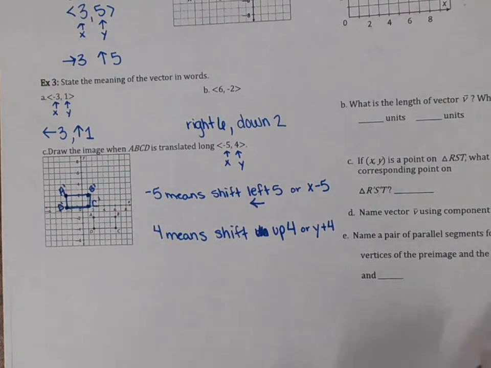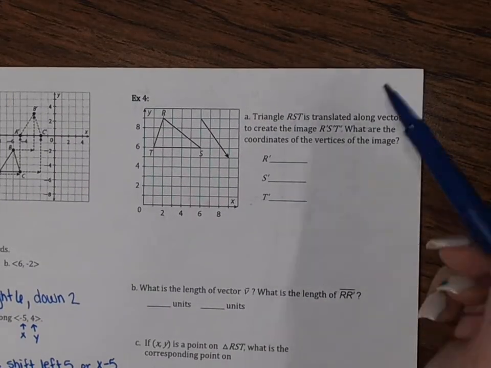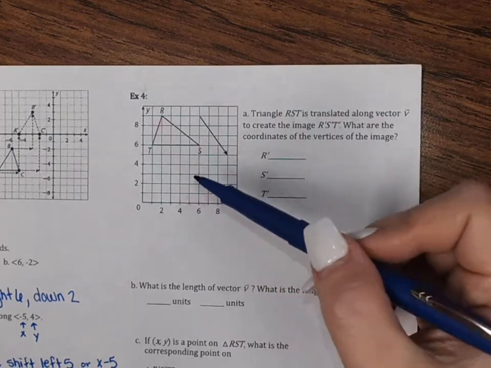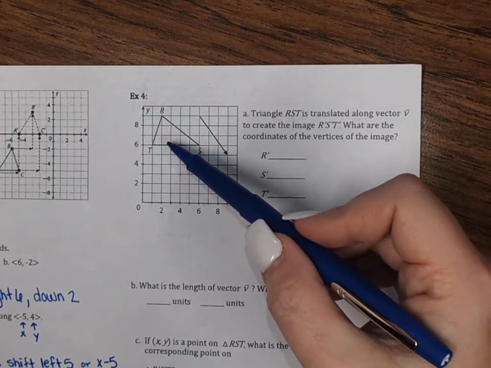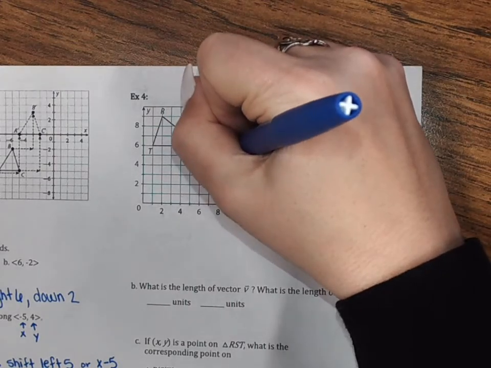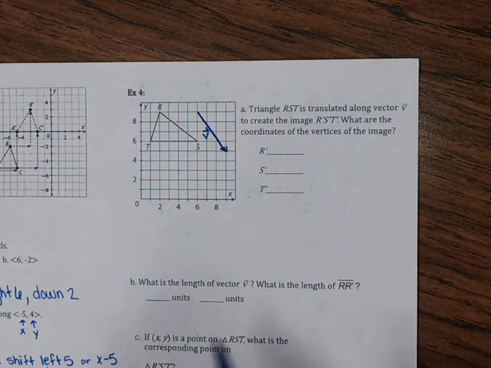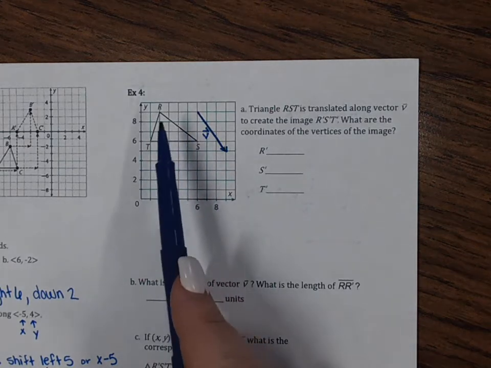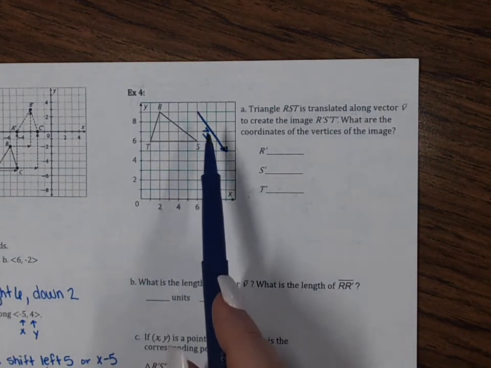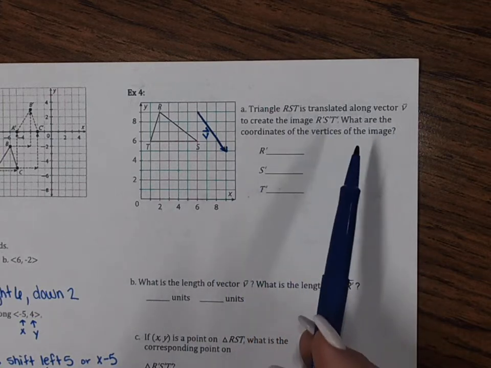Okay, so let's go to example 4. So example 4 says that triangle RST is translated along the vector V. So this is the vector V. I can label it for you if you'd like. All right, so that's the vector V. We're going to move this shape on this vector. So what are the coordinates of the vertices of the image?